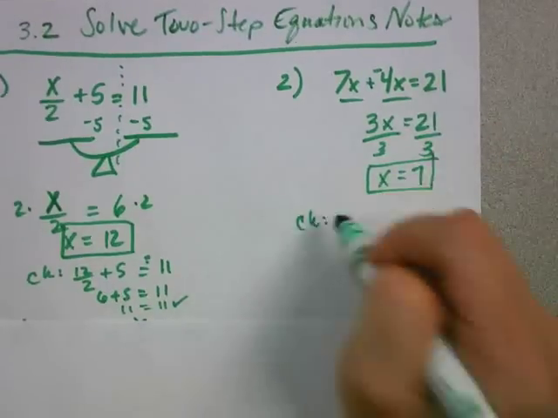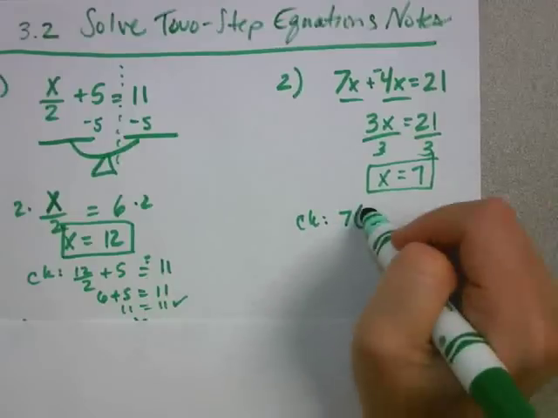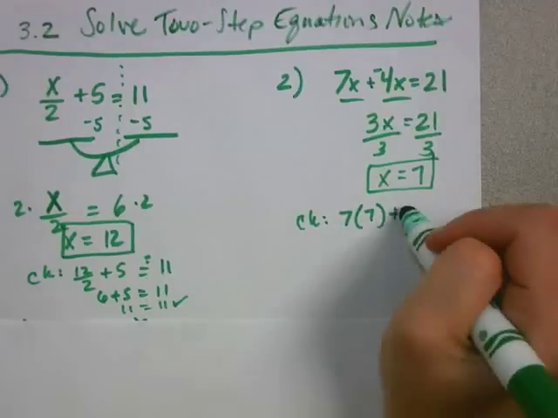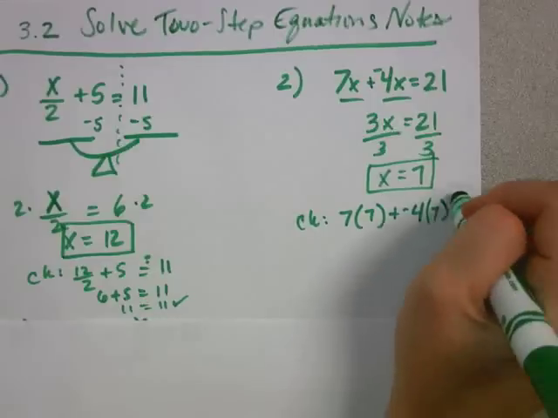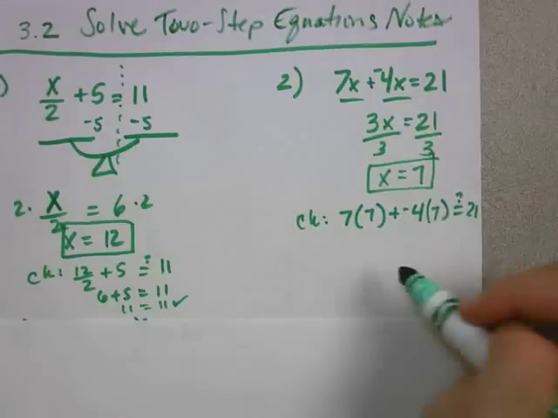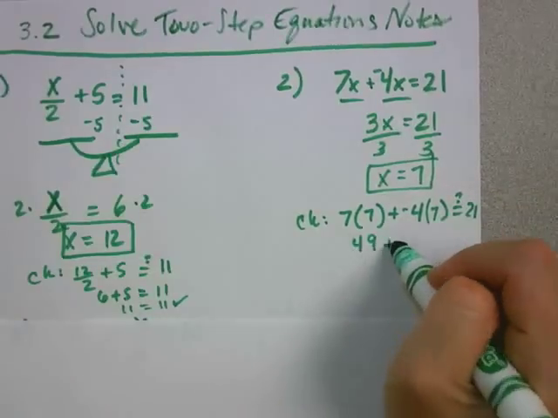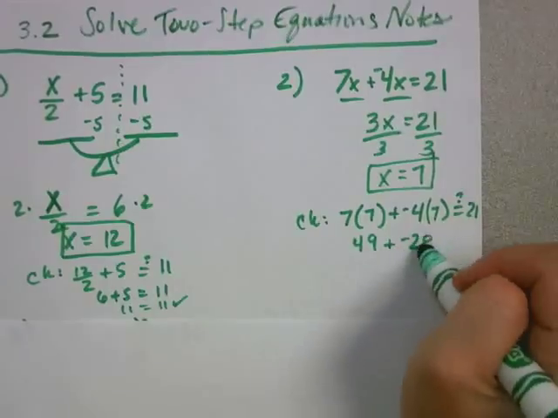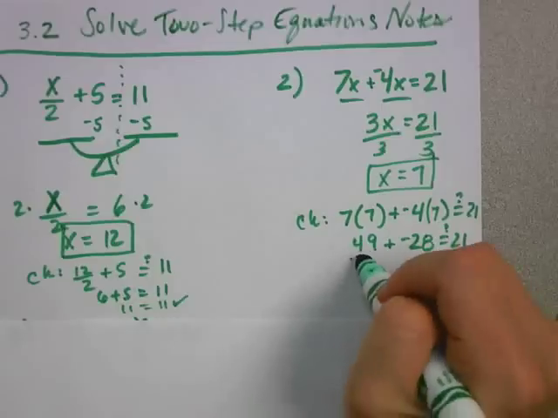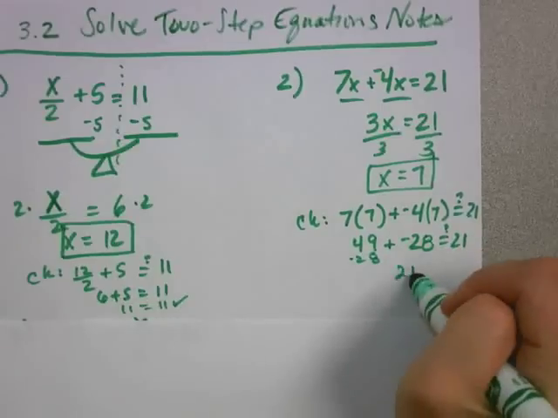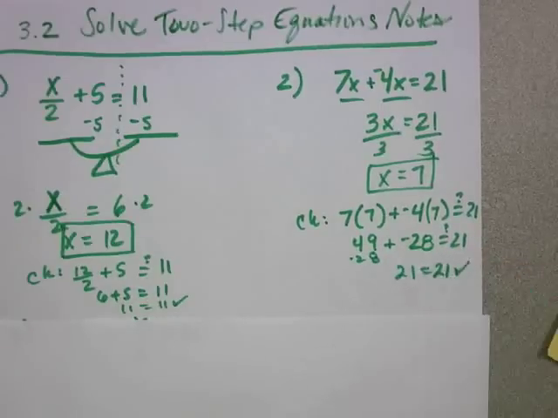So 7 times 7 plus negative 4, you could have kept it as a minus, times 7 equals question 21. 7 times 7 is 49. Negative 4 times 7 is negative 28. And if I do a little subtraction here, yep, that's 21. And you need to do the check. Don't just say, oh, I'm sure it works, because that's when you don't catch a mistake. So I did the check there in my brain to make sure that it was 21.